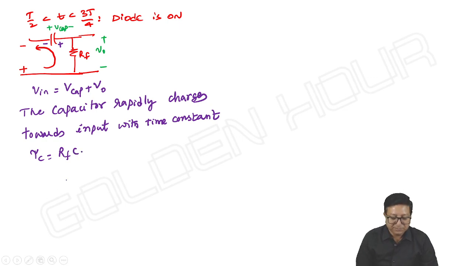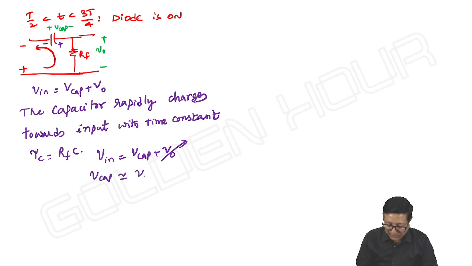Okay, so in this equation, V input is equal to V capacitor plus V output. I am not writing VD, here I am writing only V output. V output is equal to minus VD, it is negligible. So V capacitor is approximately equal to V input, approximately. Rapidly it is charging, right? This is what we can write. Done.